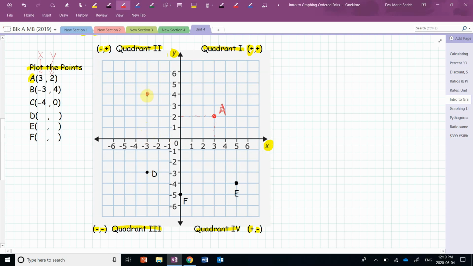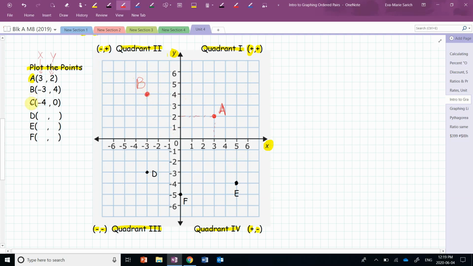Now you should be able to clarify that on the x-axis to get there, you would have to go to -3, and then you'd have to go y 4. So where those two meet, that's where our point B is. We drop the point right on those lines, and then label it with its letter, okay?